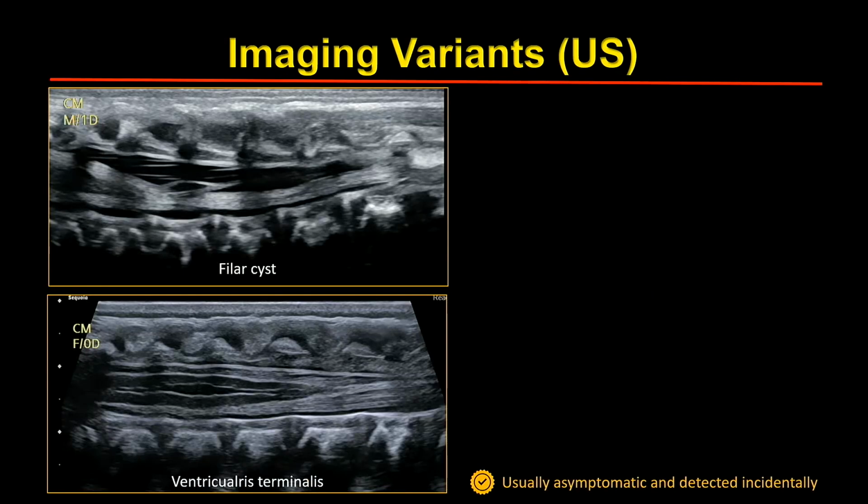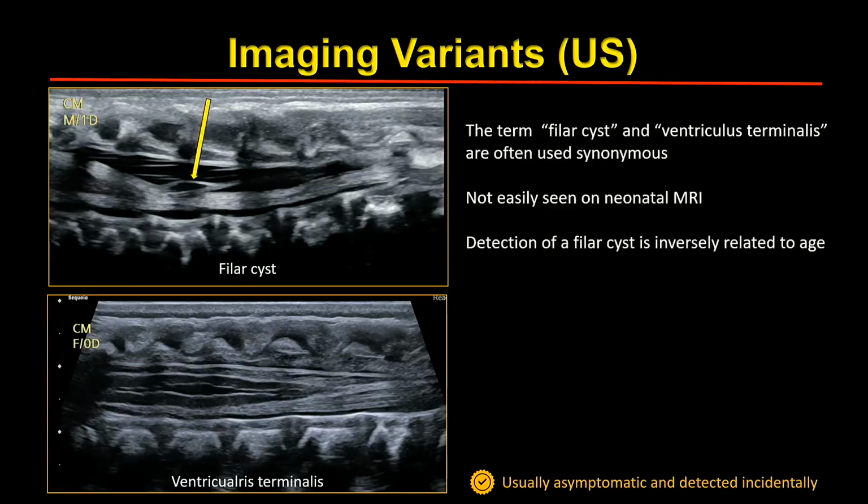Let's talk about some imaging variants on ultrasound. The two most common variants that we usually see are asymptomatic and often detected incidentally. These patients are getting scanned for a sacral dimple, which I'm going to talk about on my next slide. They include filar cyst and ventriculus terminalis. Unfortunately, the terms are often used synonymously, but I think they're two distinct entities located in two different locations.